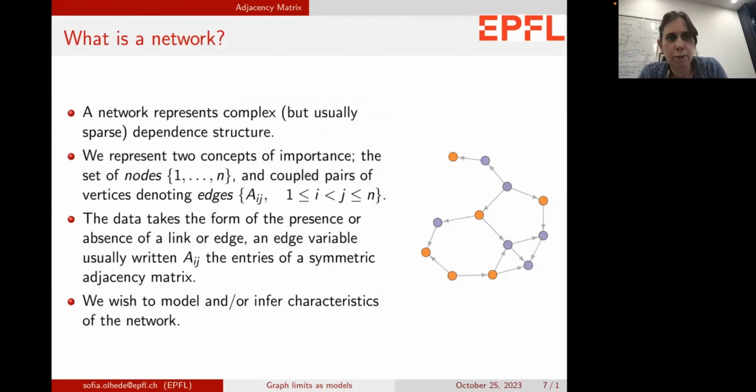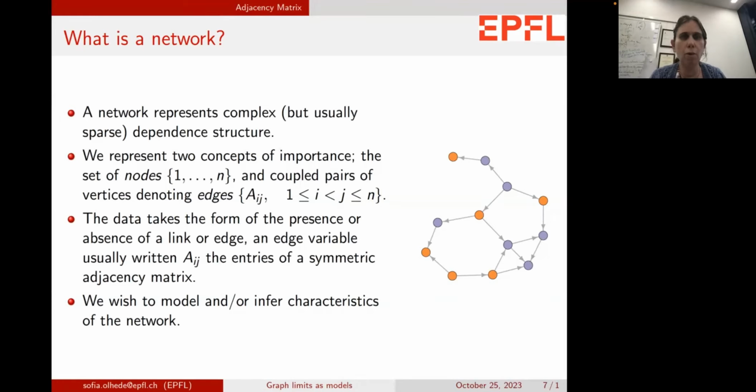So what is a network and what do we want to do with it? So the whole idea of having a network is to simplify the interaction patterns between entities. So you're trying to represent potentially complex behavior, but often quite sparse behavior. You don't expect everyone to interact with everyone else in a system. And there are two main important types of concepts in a network.